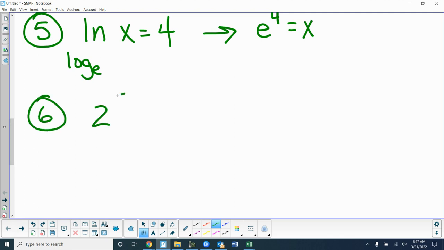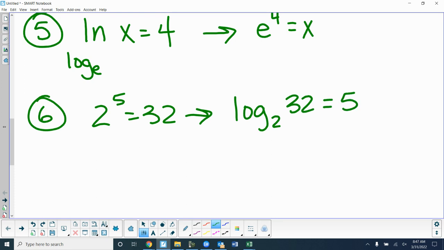2 to the 5th is 32. So writing it as a logarithm is log base 2 of 32 equals our exponent, which is 5. All right, so again, we should not miss any of those, right? Pretty easy, right? All right, then the 7 through 10 was evaluating without the calculator, what we taught you, right?